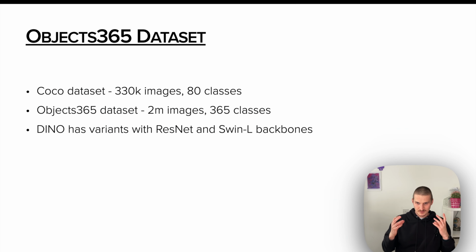And so the final state-of-the-art version of the DINO model was pre-trained on another dataset called Objects 365. So we can compare that to the COCO dataset. COCO has 330K images, 80 classes, and then Objects 365 has 2 million images and 365 classes. So it's about 15 times bigger. And DINO also uses either a ResNet or Swin-L backbone. Swin-L is a heavier transformer-based backbone pre-trained on the ImageNet 21K dataset.